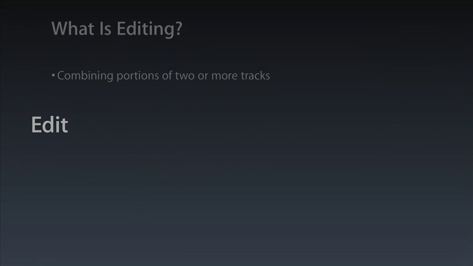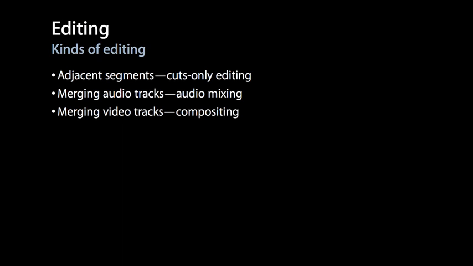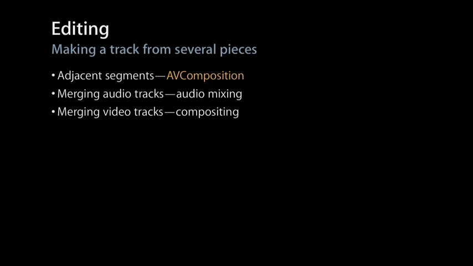Let's turn to editing. What is editing? Combining pieces of two or more tracks to make a piece of a single track. There are three kinds of editing operations we do in AV Foundation. Placing segments adjacent to each other, that is what is called cuts-only editing. Mixing audio tracks together, and compositing video tracks. Let's look at the way we place segments adjacent to each other, which is with AV composition.